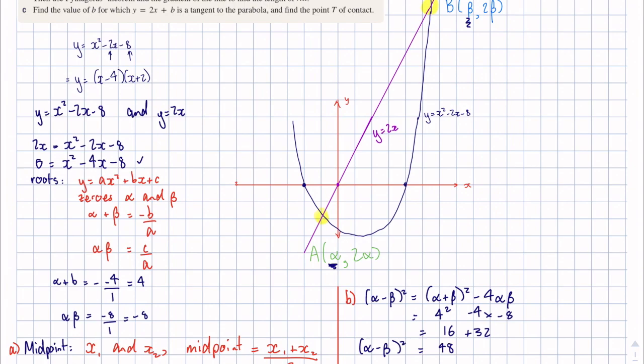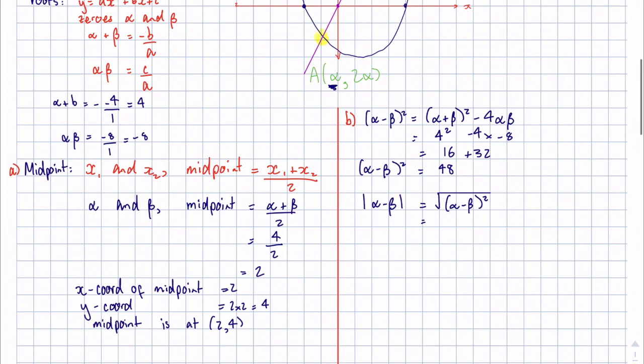Now, I actually want the absolute value of alpha take beta. I want to know the actual distance between the two. And that's just the same as the positive square root of alpha take beta squared. Because alpha take beta squared, we needed to plus minus it. When you're looking at an absolute value, you just want the plus. So it's root 48, which is, what's the largest square that goes into that? 16, which means it's 4 root 3, that's 16 times 3, yep.